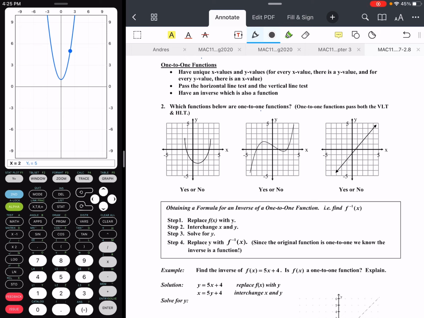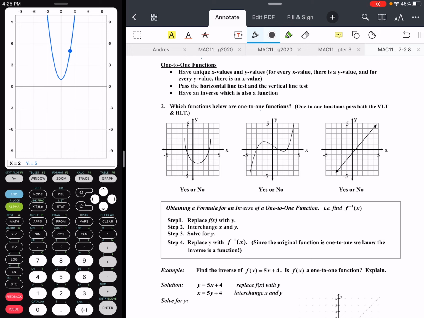Step 1 says replace f of x with y. We already did that. So f of x equals 5x plus 4 becomes y equals 5x plus 4. And then step 2, I'm going to switch x and y. So instead of y equals, I get x equals. Instead of 5x, I get 5y. So I end up with the equation x equals 5y plus 4. That's step 2.